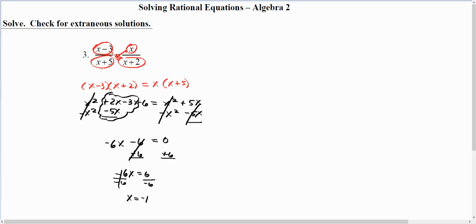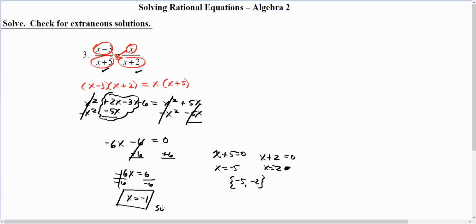So then I'm going to check with my denominators, which are x plus 5 and x plus 2. From x plus 5, I get that x equals negative 5. And from x plus 2, I get that x equals negative 2. So the excluded values are negative 5 and negative 2. And since it's not a negative 1, this is a valid solution. Yep, minus 6.